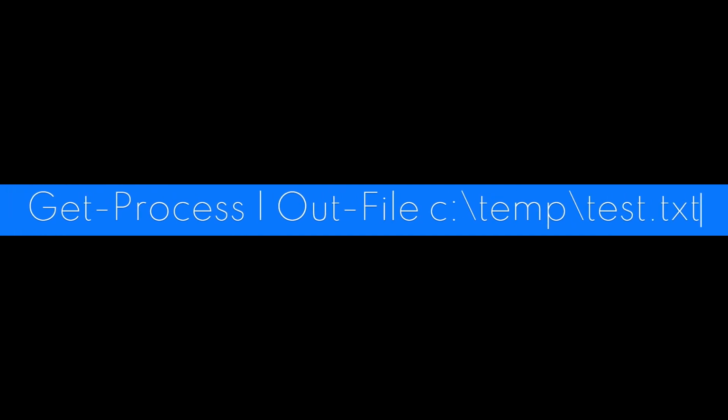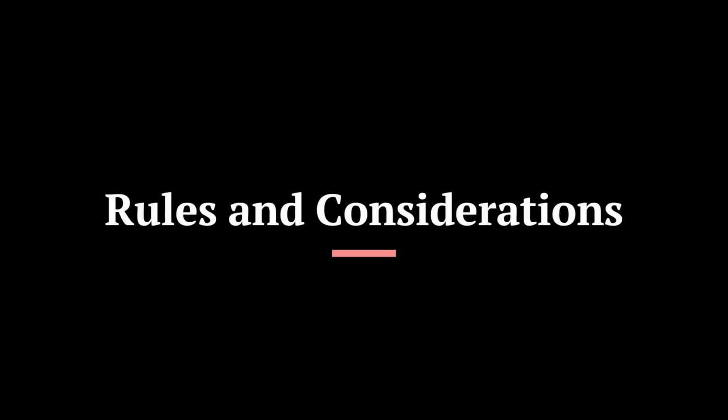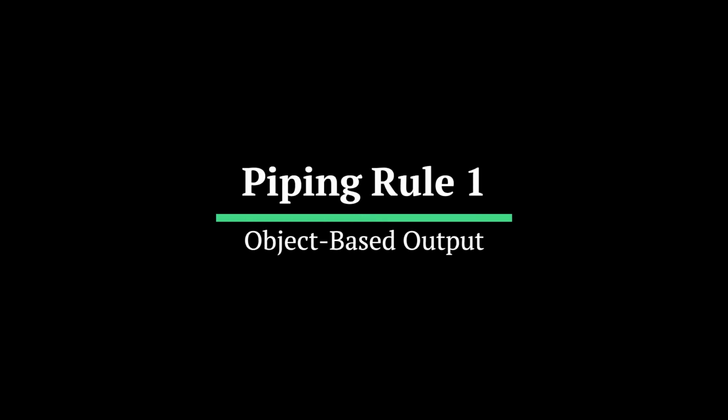the Get-Process cmdlet to retrieve the processes and then pipe the output to the Out-File cmdlet to save it to a text file. There are some essential rules and considerations in piping to keep in mind. Object-based output. PowerShell commands typically output objects rather than plain text. The pipe passes these objects from one command to another, allowing for richer data manipulation.